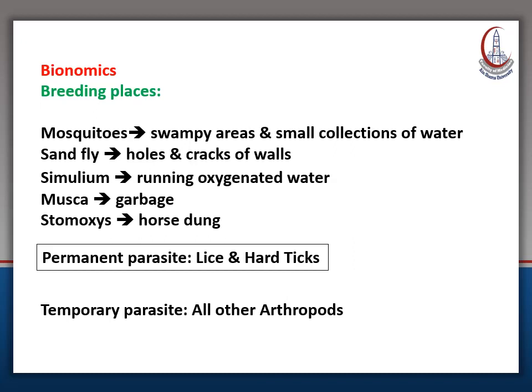Also, some arthropods are permanent parasites. They spend their entire life cycle on their host. They do not depart except after death, like lice and hard ticks. Maybe these are the only two examples of permanent ectoparasites. Other parasitic arthropods are temporary, meaning that they visit their host to take their blood meal and then they fly away to complete their life away from their hosts.